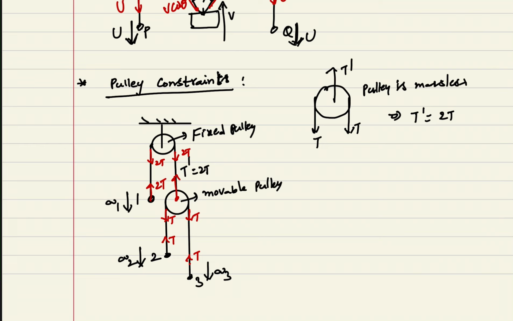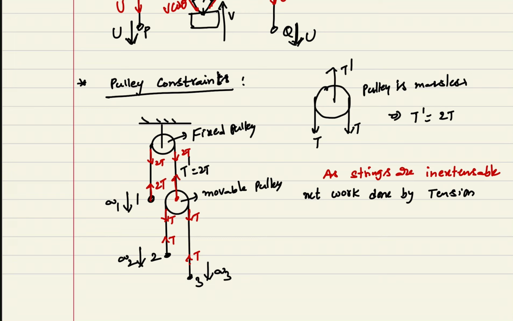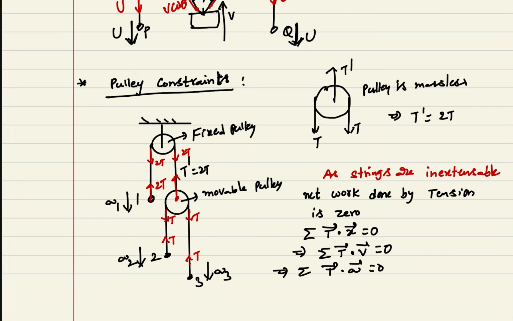This is the relation. You can say that as strings are inextensible, we can write that net work done by tension is 0. What is the net work done by the tension? T bar dot displacement x bar is equal to 0. The same, if you differentiate this, T bar dot v bar is also 0. If I differentiate this again, T bar dot a bar is also 0.